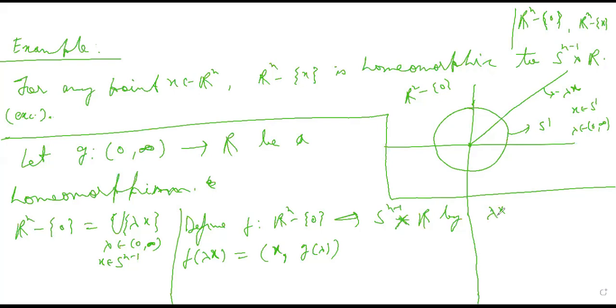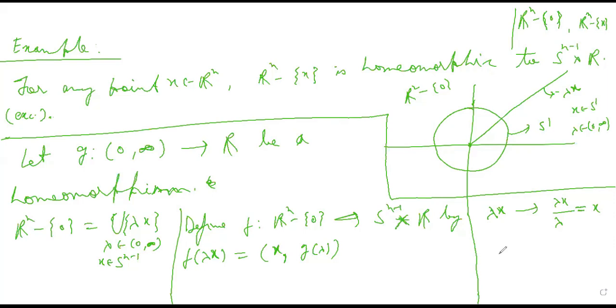So lambda x going to lambda x upon lambda, that is x, this is a continuous function. Okay, so basically it is this function. Lambda is non-zero because lambda belongs to zero infinity.